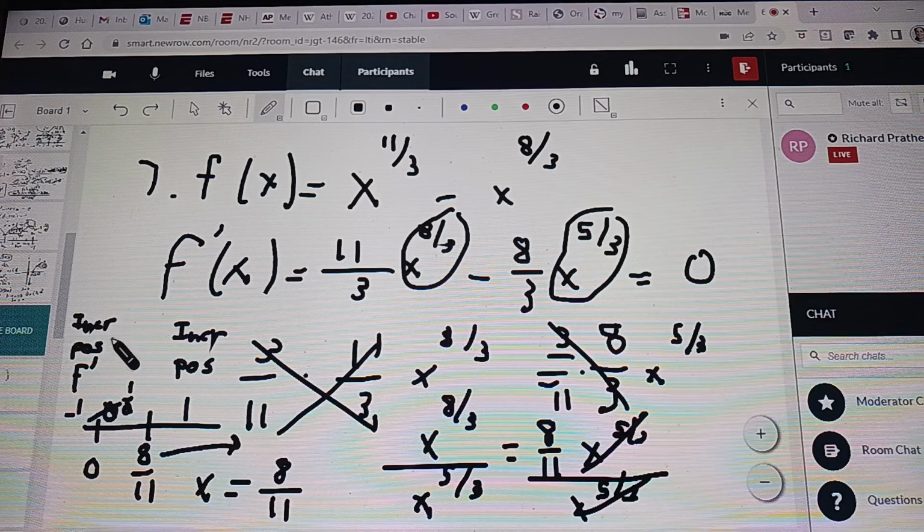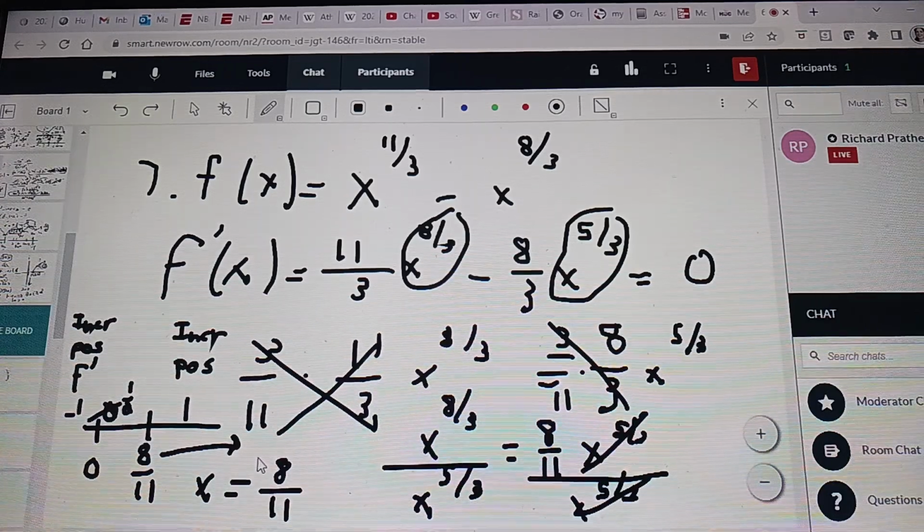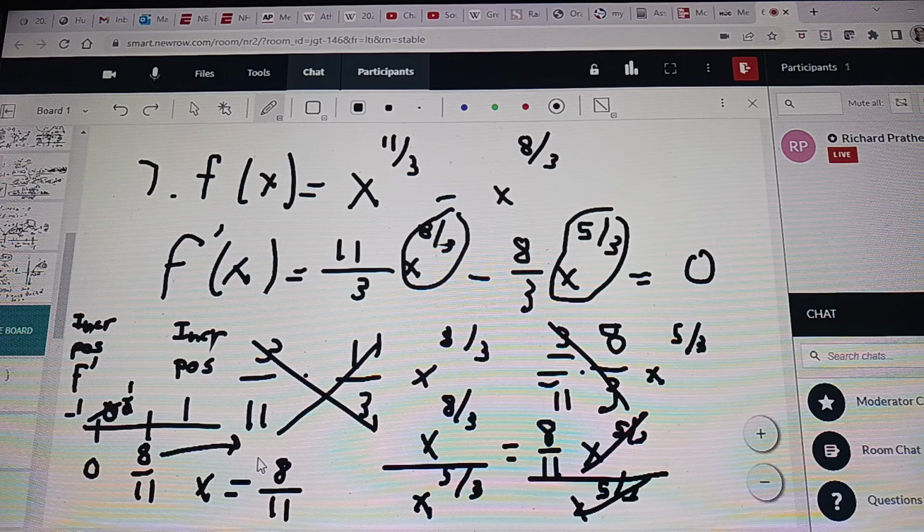So the original graph is increasing until you get to 0, and it's increasing after 8/11. So is it also increasing in between, or could it maybe be decreasing, and then we'll have a max and a min? In fact, we'll get just one max and one min, possibly.